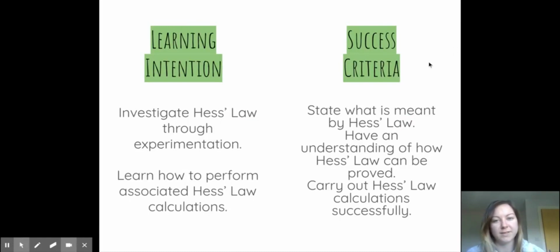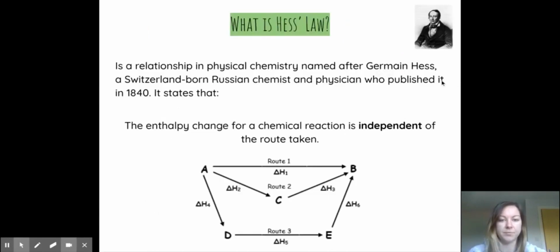Obviously we can't do a real experiment, so we're going to do a theoretical one, and learn how to perform associated Hess's Law calculations. We want to be able to state what is meant by Hess's Law, have an understanding of how Hess's Law can be proved, and we're going to do that by viewing the results of this experiment. We're also going to carry out Hess's Law calculations, hopefully successfully.